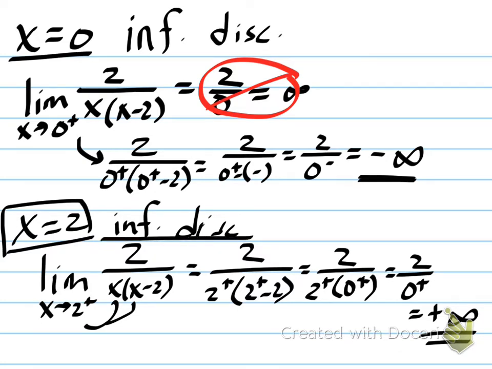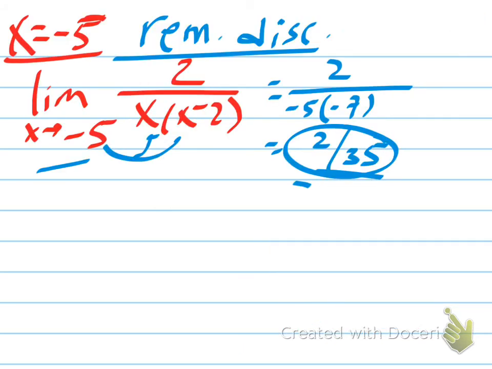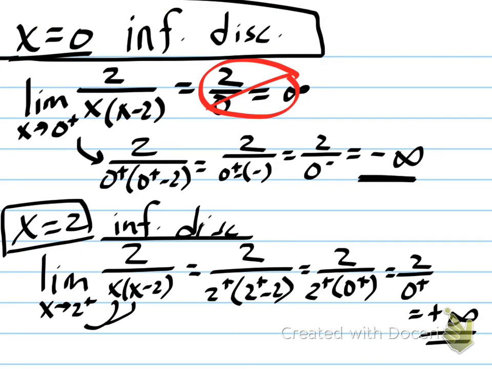So to review, to identify a removable discontinuity, factor your function and see if you have any cancellations. To identify an infinite or essential or non-removable discontinuity, factor whatever you're left with in the bottom. Producing zeros will be your candidates for infinite discontinuities. And to justify, show that the limit exists for removable, and show that the limit is infinite from one side for infinite. Hope this helps.